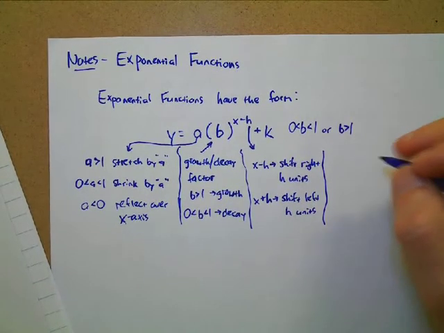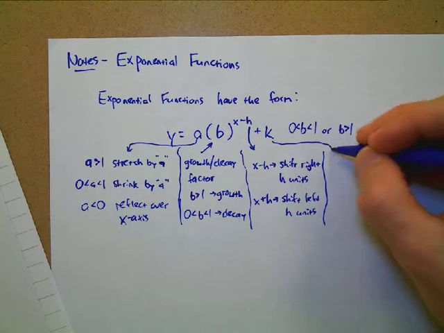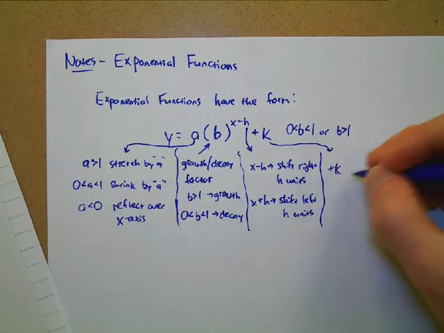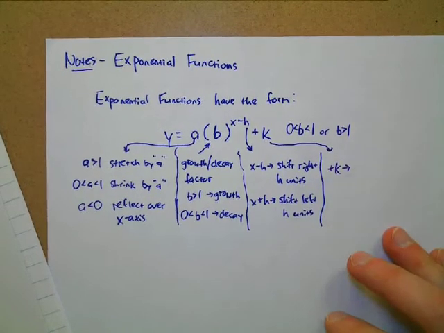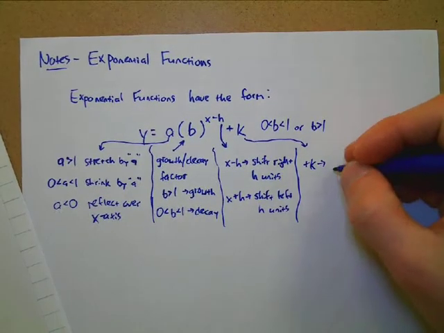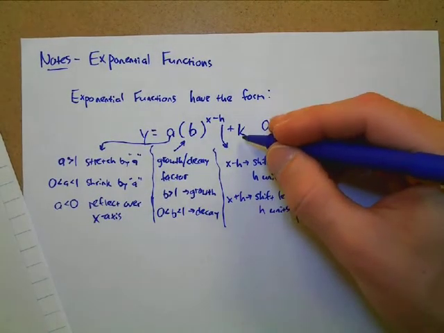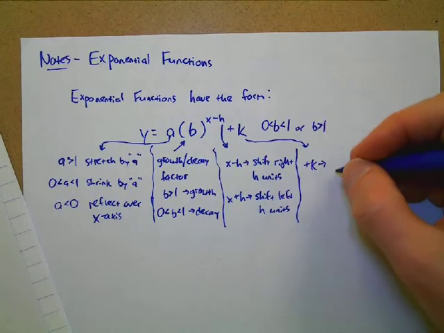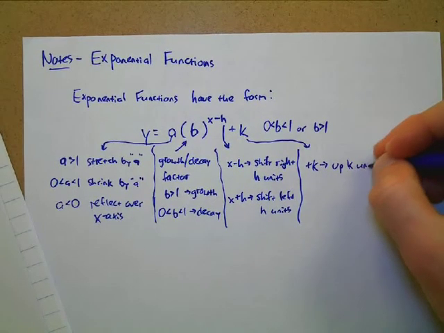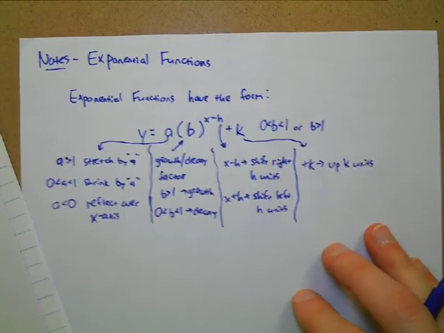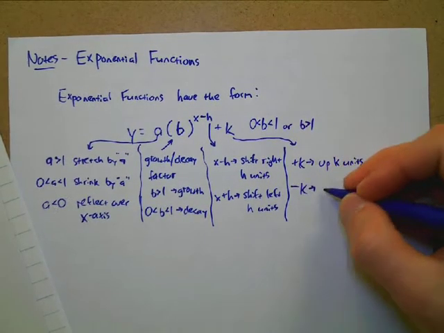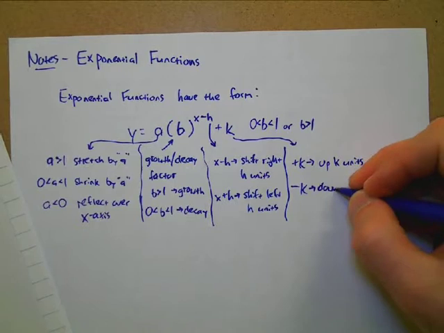And then k. Okay? If we have a plus k, that means you're going to be shifting which direction here? Careful, it's on the outside, so now we're going up or down, right? So this is going to go up k units. And if we have a minus k, that means we're going to go down k units.